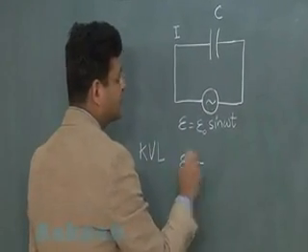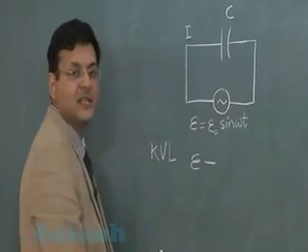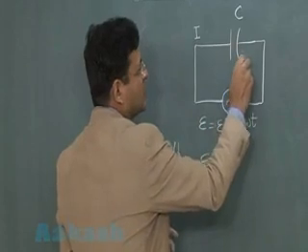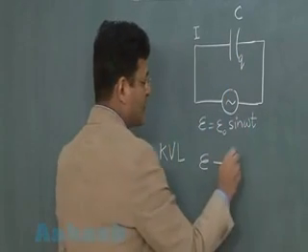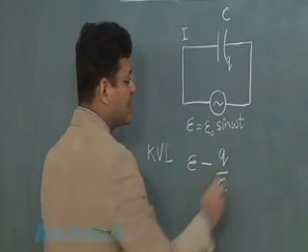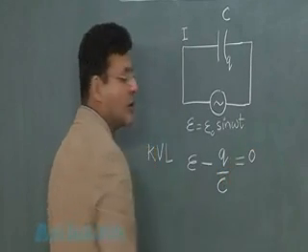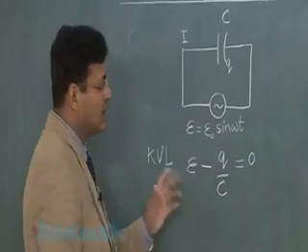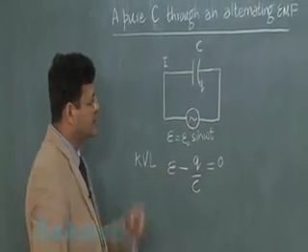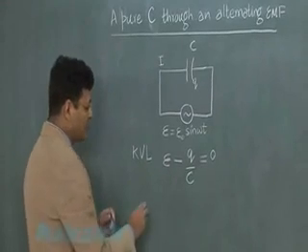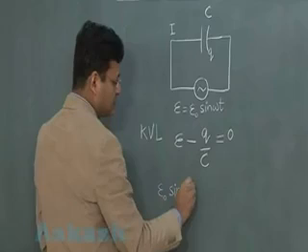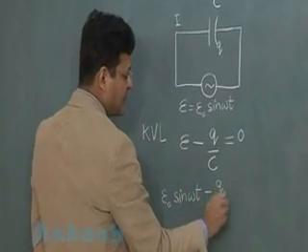This is EMF. But as you jump the capacitor, imagine that instantaneously a charge Q is there on the capacitor. Then Q by C is the potential drop taking place across this capacitor, and that will be made equal to 0. Isn't it? This is the Kirchhoff's voltage law. Now if you substitute the value of the instantaneous EMF, this becomes E naught sine omega t minus Q by C equals 0.